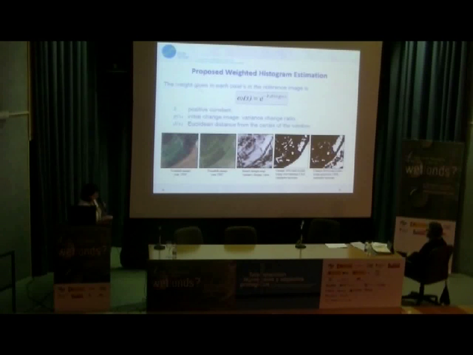Here's also an example. If we want to detect the changes between these two images, here is the result using the conventional histogram or similarity measure. Here is the result using our improved similarity measure estimation. As you can see, the forest cut here is much better detected using the weighted histogram. Even for the changes here, this also reflects much better results.